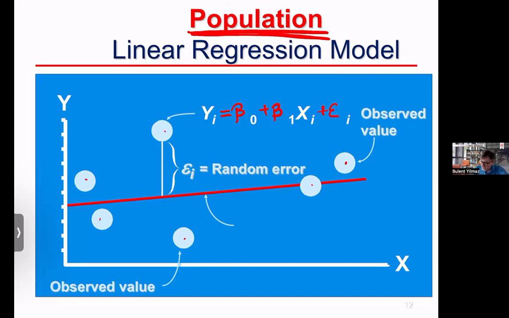And I have this red line, which is my model, which shows the relationship between X and Y using this data. The random error here is this, okay? My point and this point, my point and this point, my point and this point. So error is the actual value minus the predicted value. You know, error is actual value minus the predicted value. It can be minus or plus.